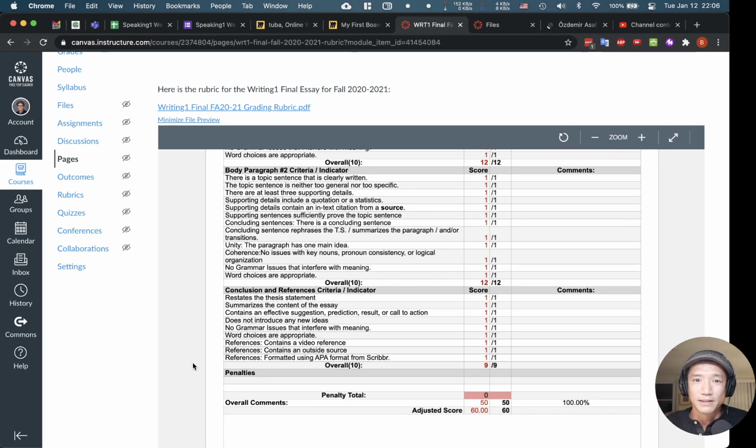And this is more about informing people, okay? You're not trying to change anybody's minds, except by giving them information so that they can come up with their own decisions, okay? So your essay is informative, and it's giving information on two subtopics about a topic. This is the logical division of ideas. What else? It should summarize the content of your essay, and then at the end, it should contain an effective suggestion, prediction, result, or call to action. So asking people to do something. Let's say you're talking about plastic.